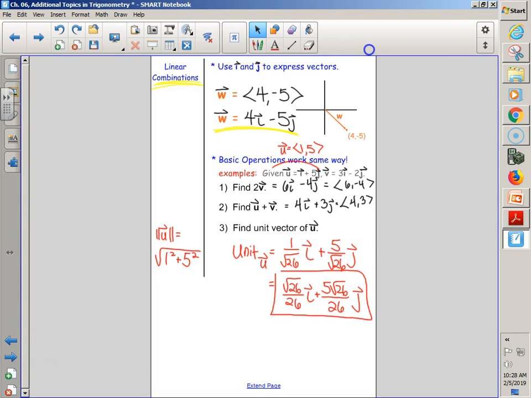Written in components or written in linear combination means the same thing. What are you thinking? It's okay? Okay. Some good pondering. Brains are working today.